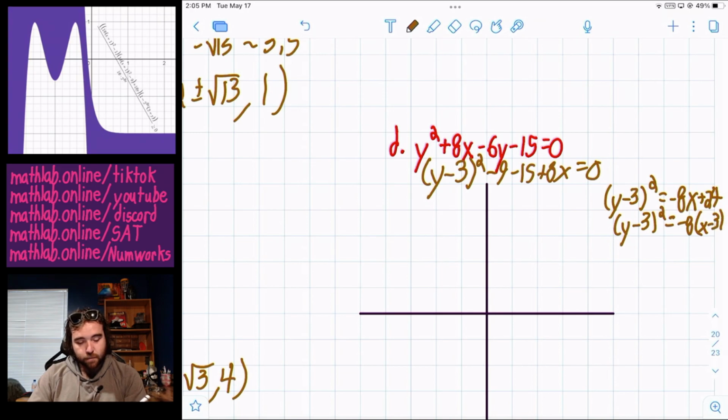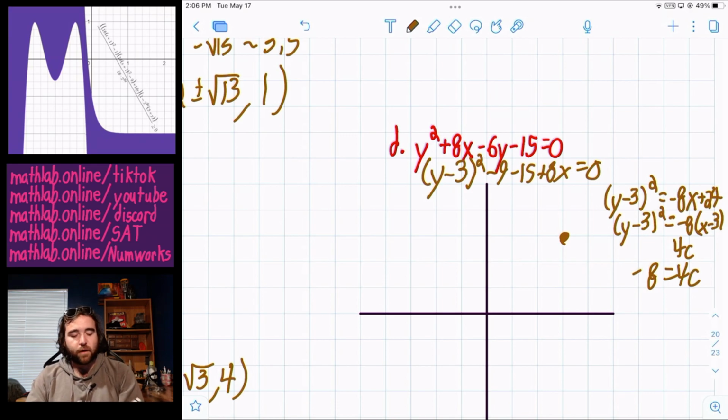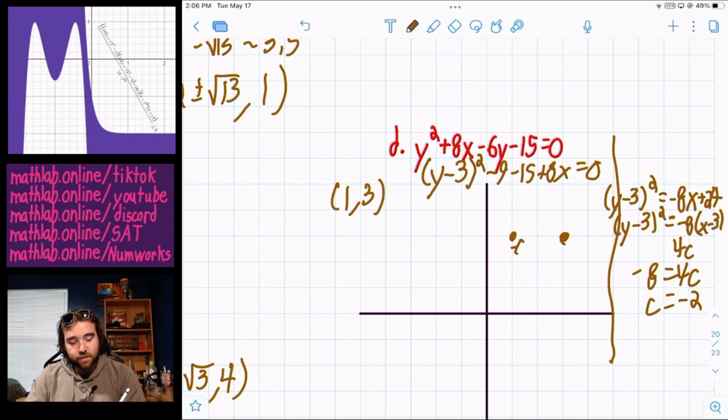minus 3. So 3 is the vertex. It's sideways, and it's negative, so it's to the left. Remember, this is our 4c, so we're going to go negative 8 equals 4c. So c is negative 2. So that's our focus at 1, 3. And then we have our directrix on the other side.